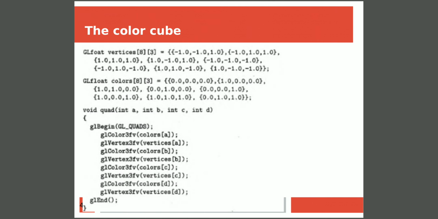Now A will get the value 0, B will get the value 3, C will get the value 2 and D will get the value 1. Here we are considering each face of a cube as a quadrilateral. To indicate that, we'll use a glBegin function with the primitive GL_QUADS.